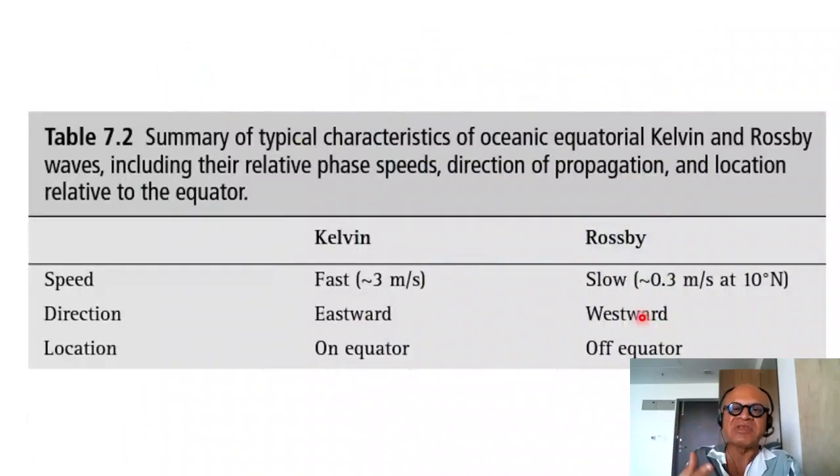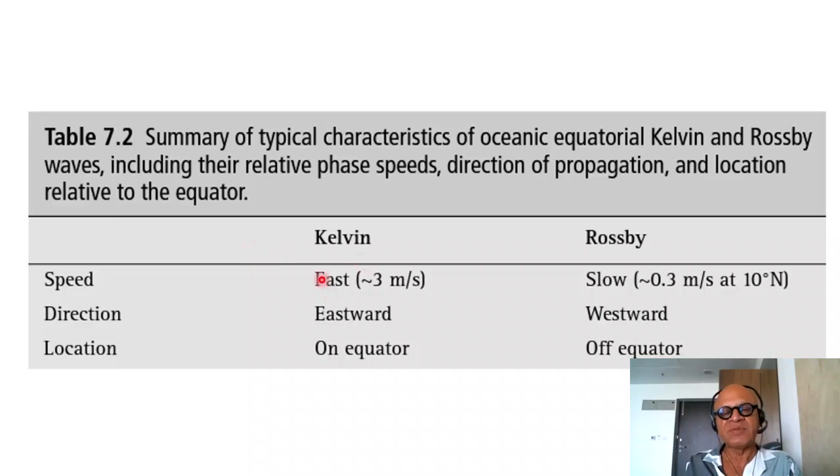So there are asymmetries in El Nino and La Nina, and there are dynamic reasons why that happens, which we will not go into in this introductory course, but I have discussed it elsewhere that you can follow up. So the summary of typical characteristics of oceanic equatorial Kelvin and Rossby waves in this context, including their relative phase speeds, is worth looking at. Direction of propagation and location relative to the equator also are important.